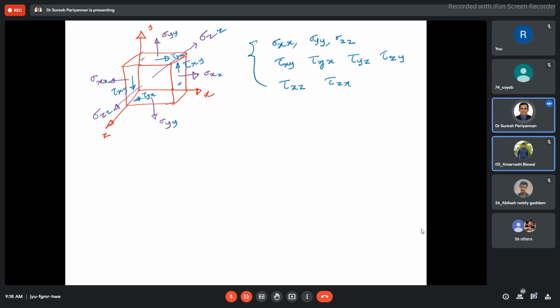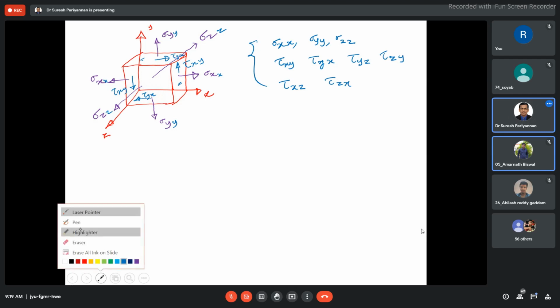How many components are there? I have written only these planes, only the shear stress components: tau yx, tau xy. You can write the other planes also, tau yz, tau zy, like that. Now, based on the equality of shears concept, which the PG students are going to study, we are going to consider these 2 components as equal.